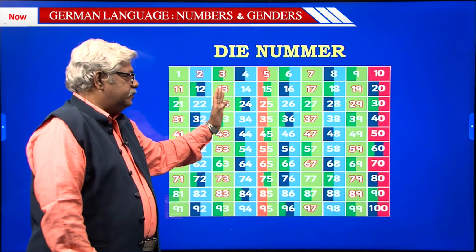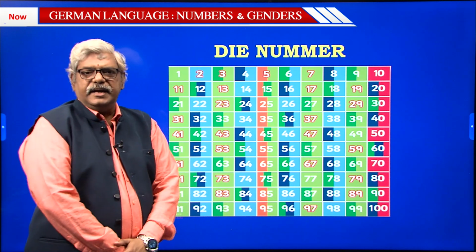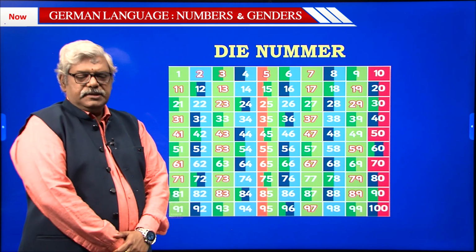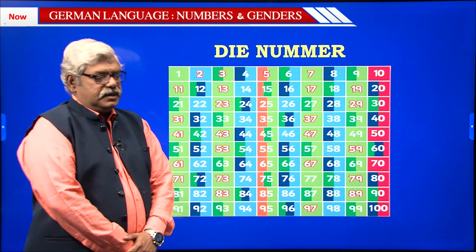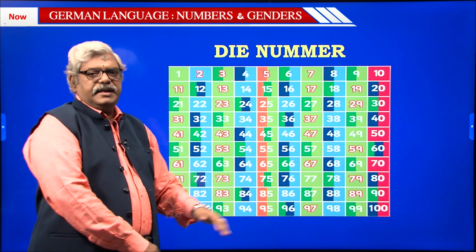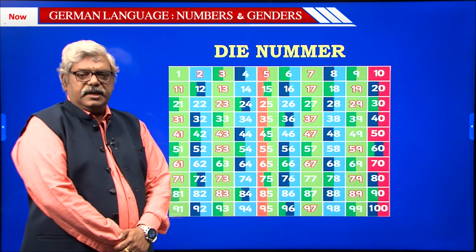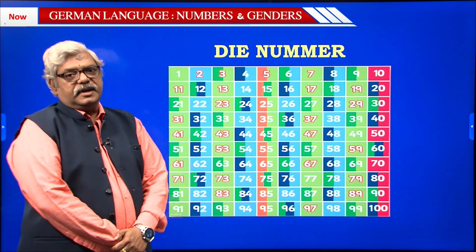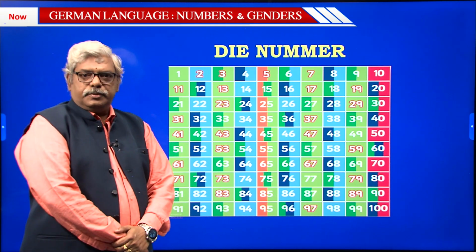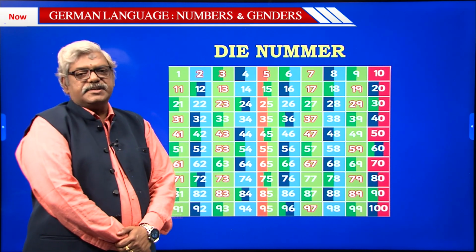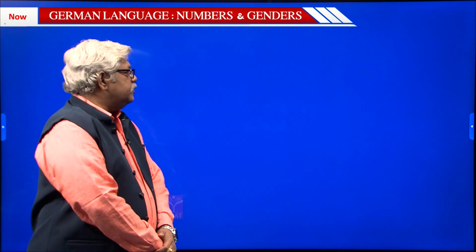The numbers in German are written in the same way as we write in English. So there is no difficulty for you to learn writing the numbers. But the pronunciation of the numbers is different. So each number we shall now understand how to pronounce and how it is spelled out. One by one we shall see.